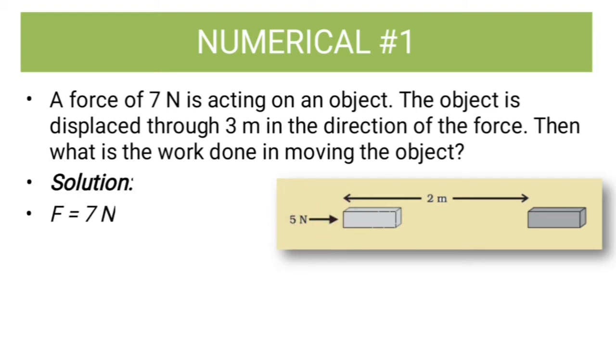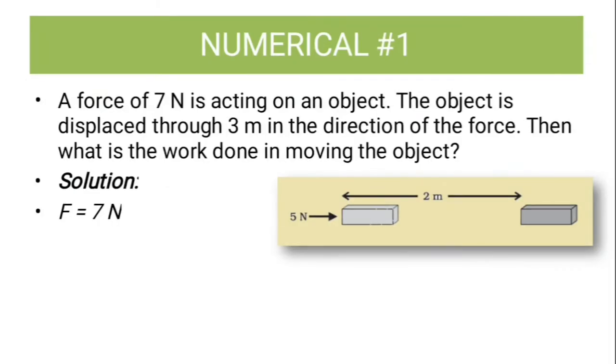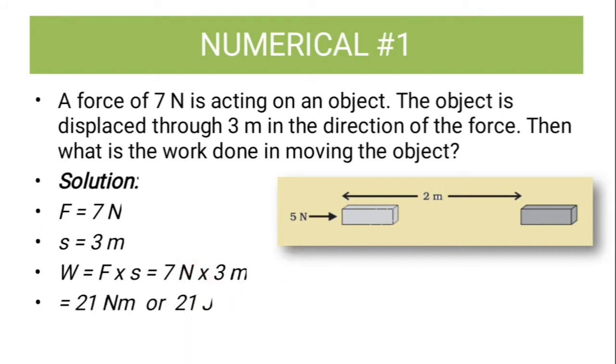Well, F is equal to 7 Newton and s is equal to 3 meter. So work done will be F into s, that is 7 into 3. So 7 into 3 is what? 21 Newton meter, or you can say 21 joules. So it's simple, isn't it? You have to simply multiply the two numbers, force and displacement.